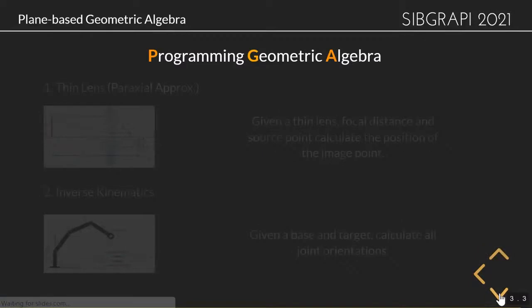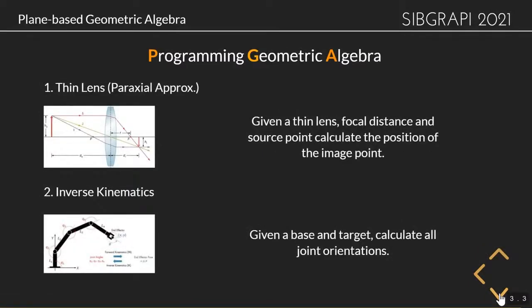All right, so we will do two little examples in this episode 5. First, we will look at some of the very basics and some of the methods that you need to work in a dimension-independent way by implementing a thin lens example, the paraxial approximation. So given a thin lens with a certain focal distance, find where some source point ends up being focused in the image. And then the second problem that we'll be tackling is a simple inverse kinematic solver. So given a base and a target, calculate all of the joint orientations to get this simple arm to move to the position you want it to move.